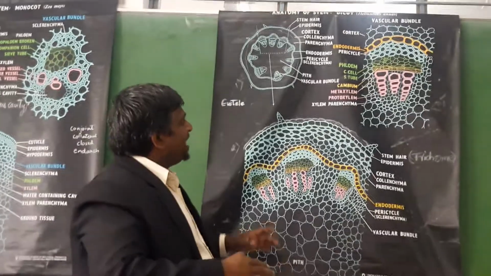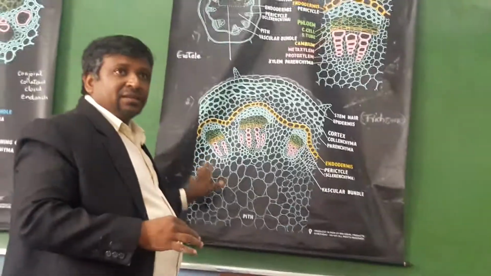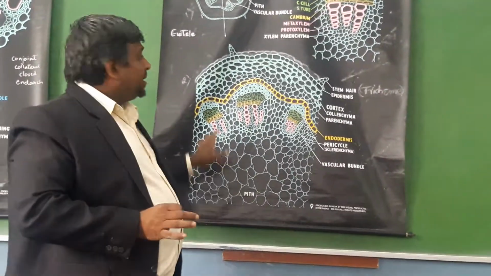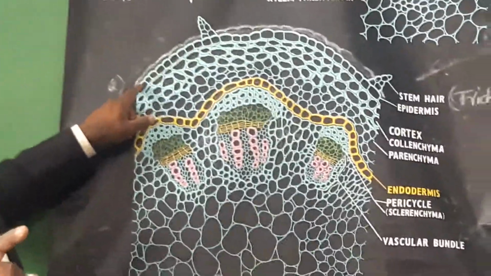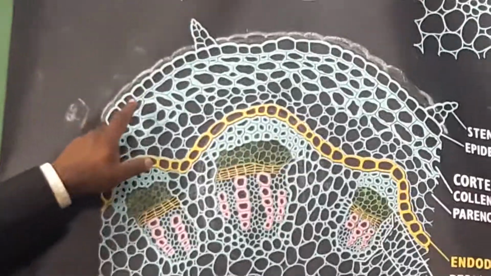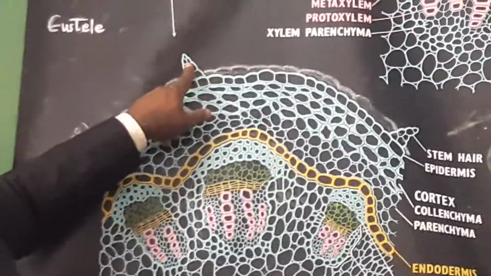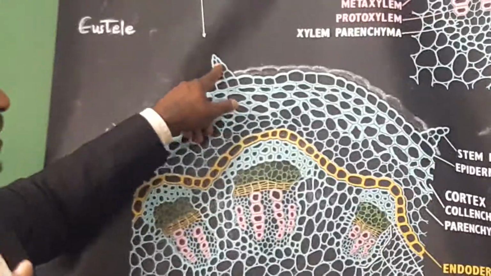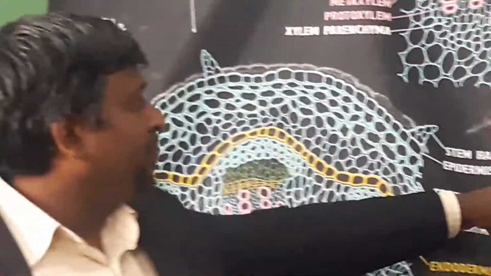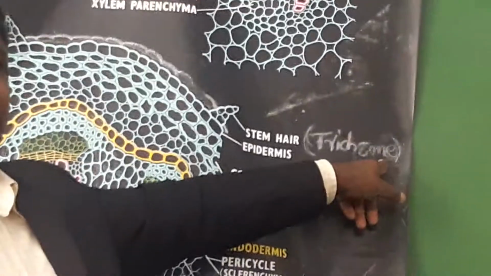Now let us see the enlarged section of this dicot stem. The outermost layer is the epidermis, which has a cuticle layer. Then they have stem hair, which is multicellular. It is not unicellular, it is multicellular. We can also call it a trichome, stem hair or trichome.